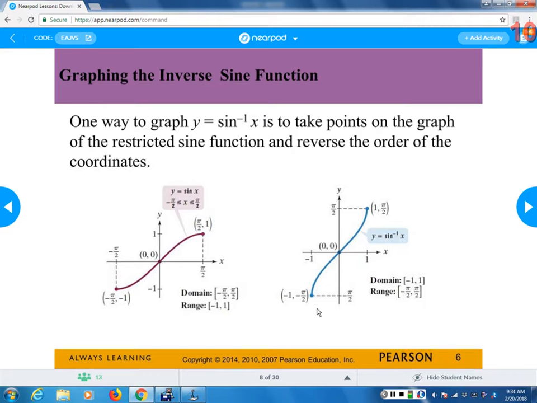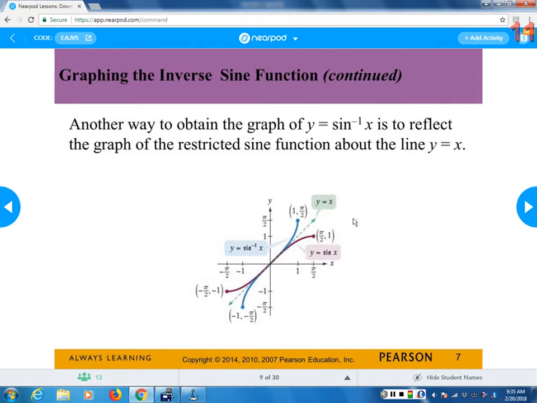And so we switch the order. When you switch 0, 0, we still get 0, 0. So this is y equals inverse sine of x. And remember that the range and the domain get switched on inverse functions, back from Math 1710. Okay?